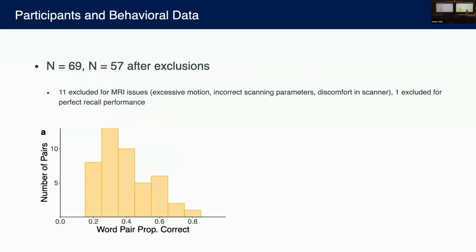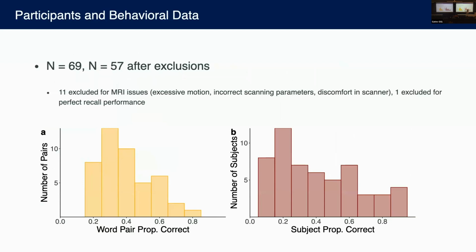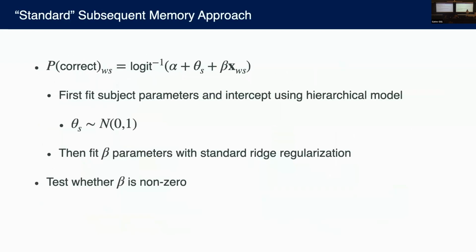We had 57 fMRI subjects, and across the kinds of things that people studied, there was a broad diversity in terms of how easy they were to remember, and also in terms of how good the subjects were.